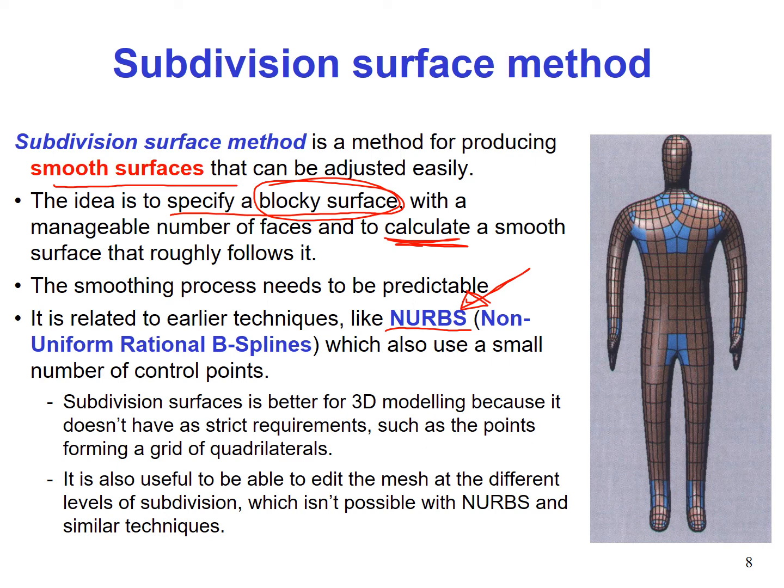Subdivision surfaces are better for 3D modeling because they don't have a strict requirement such as points forming a grid of quadrilaterals, which other 3D modeling techniques do. It is also useful to be able to edit the mesh at different levels of subdivision, which isn't possible with NURBS. So NURBS is not able to edit the mesh at different levels of subdivision, whereas the subdivision surface method can perform this.